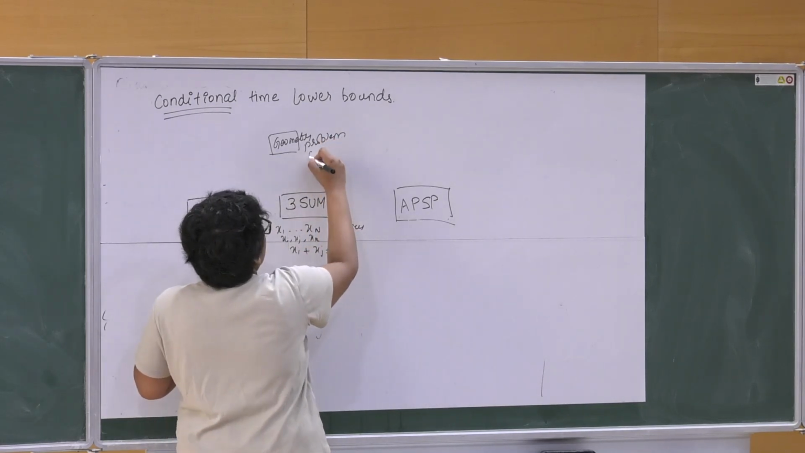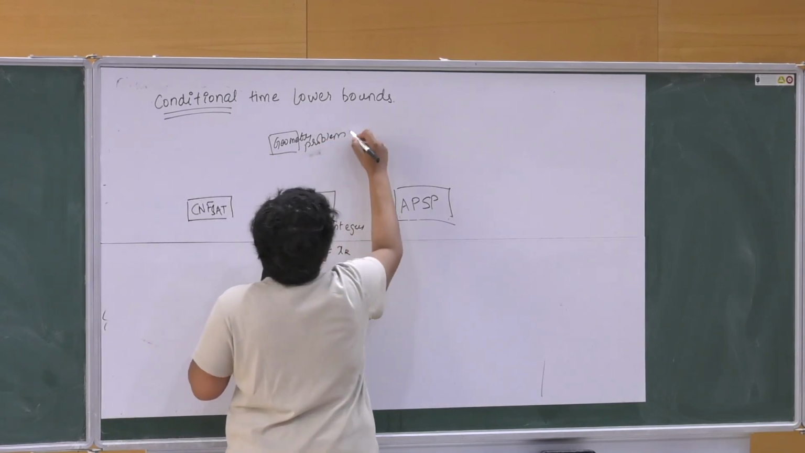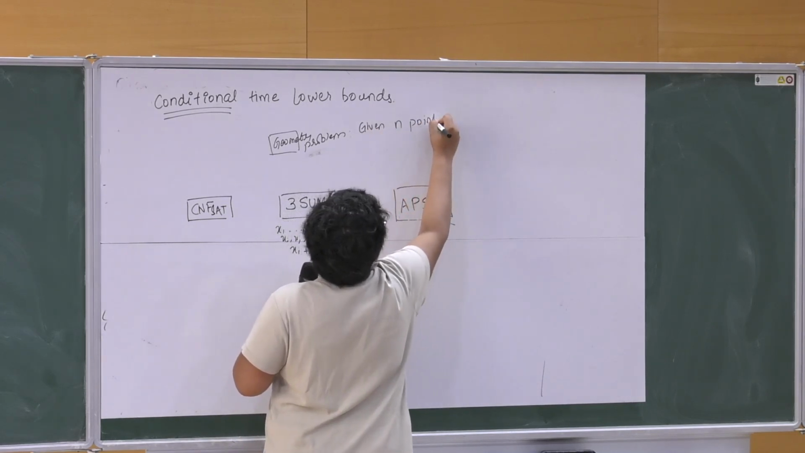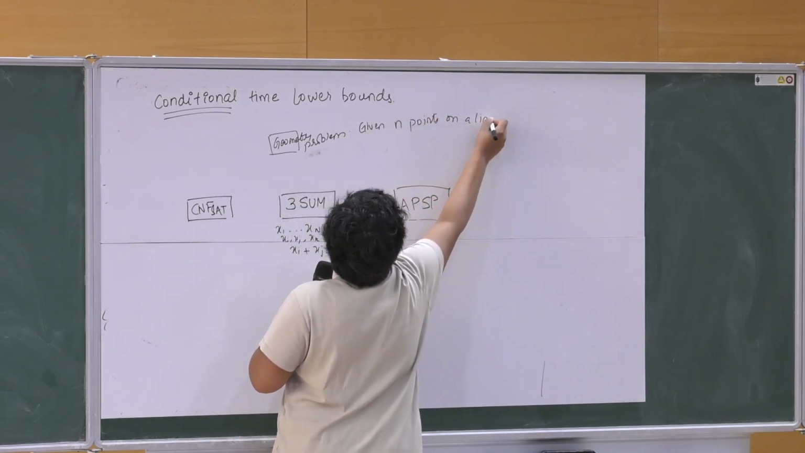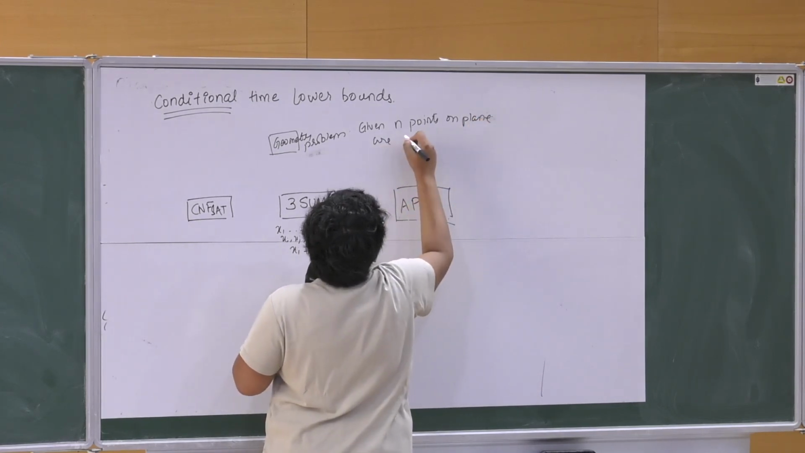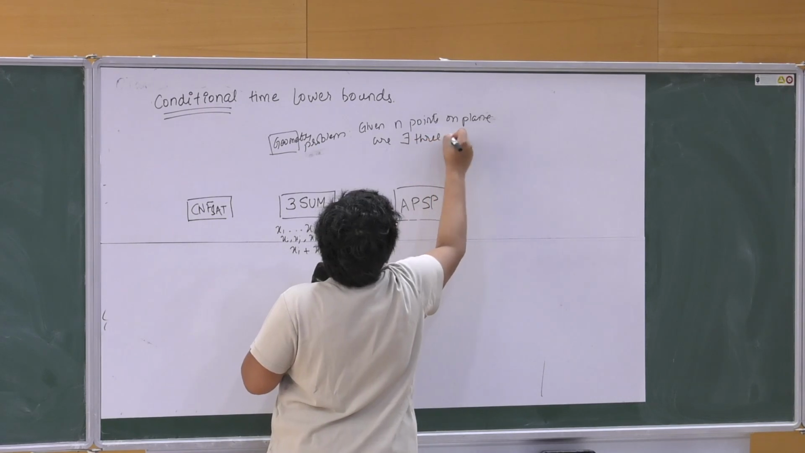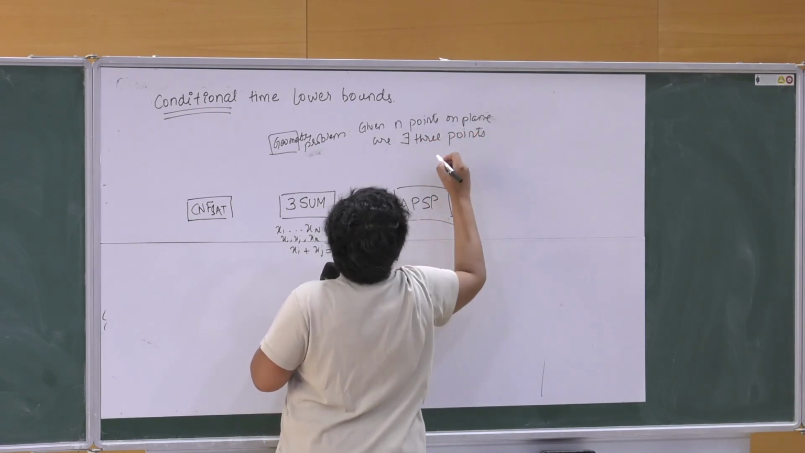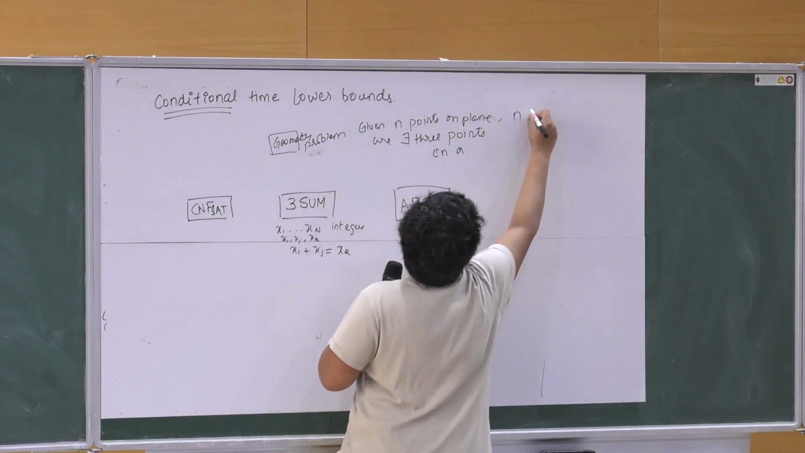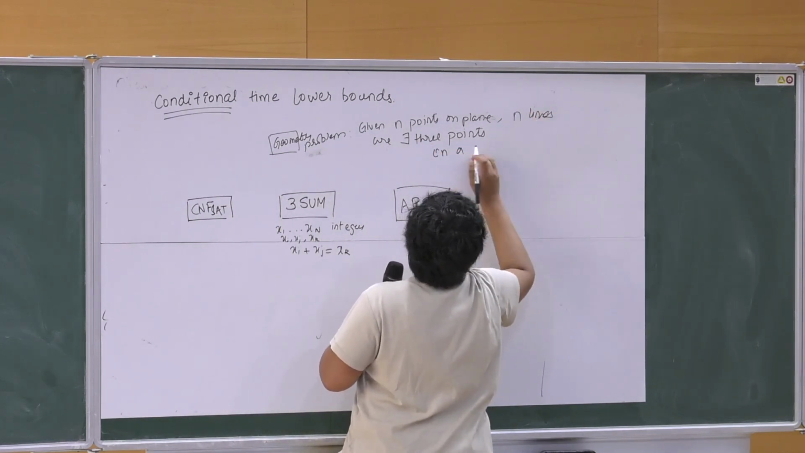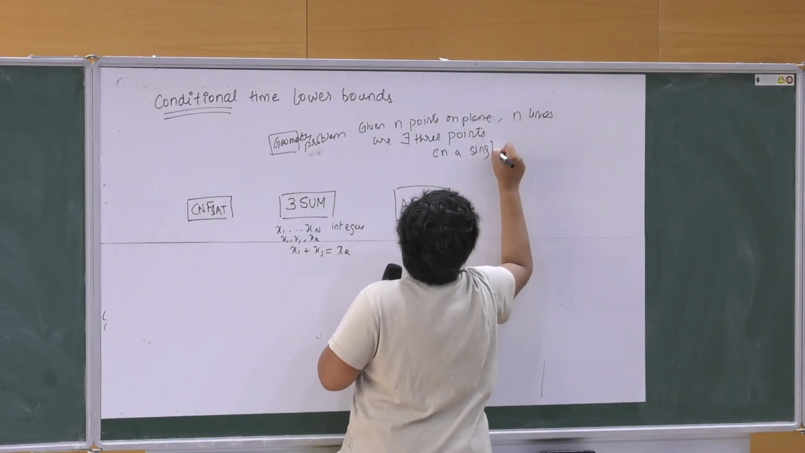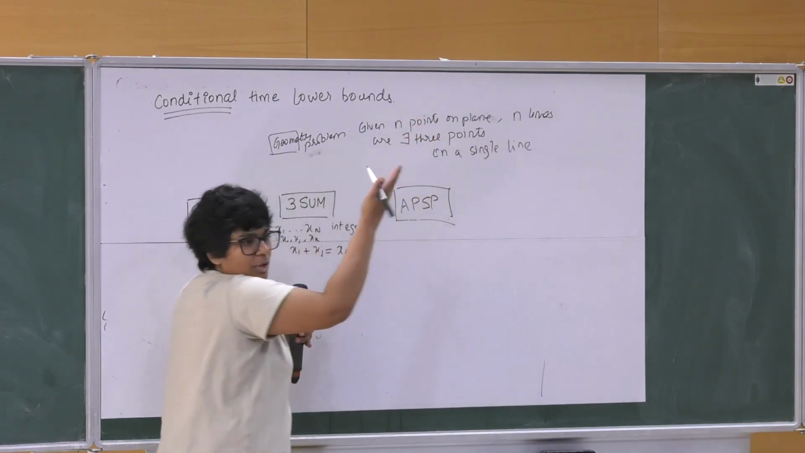Like, for example, something like: given n points on a plane and some n lines, are there 3 points on a single line? I'm just making up some problem, okay? Like, this is a valid geometry problem, right?